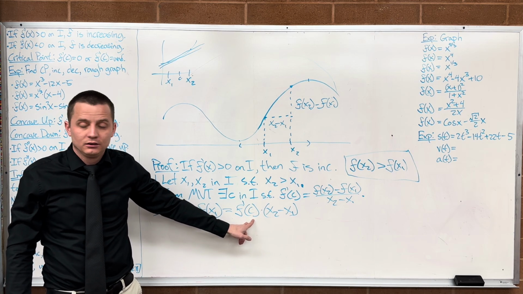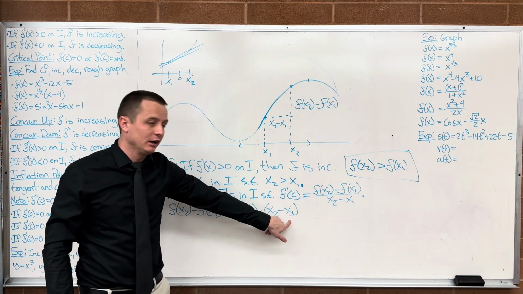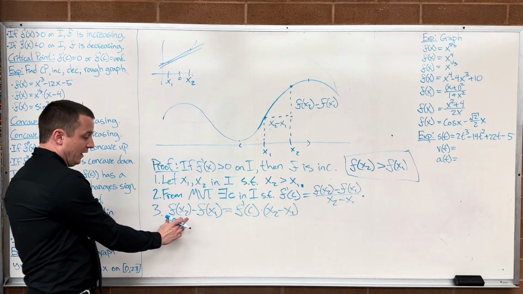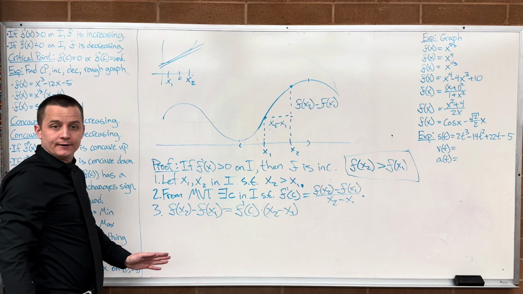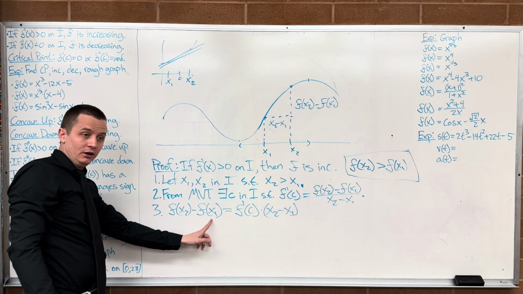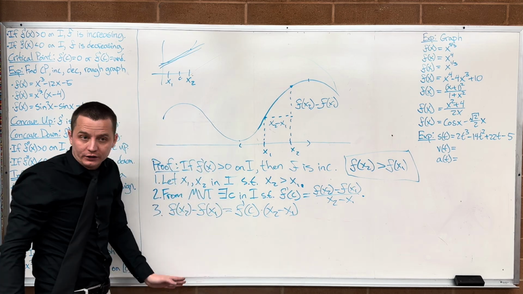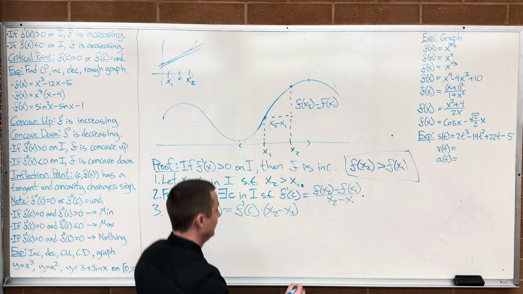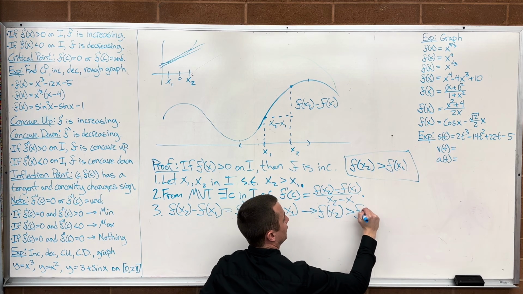what do we know about it? Positive. x2 minus x1 is positive. How do I know that that's positive? Because x2 is greater than x1. So I have f of x2 minus f of x1 is a positive number, which means that f of x2 has to be greater than f of x1, because when I took this number and I subtracted this number, I still had some left over. So that gives me that f of x2 is greater than f of x1.